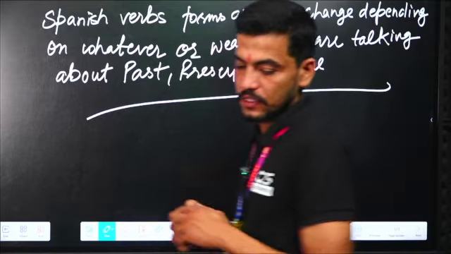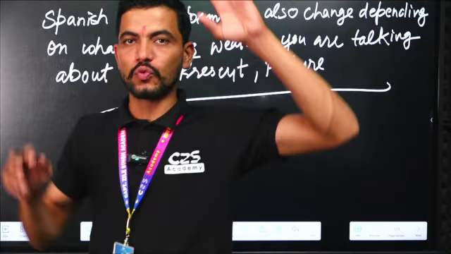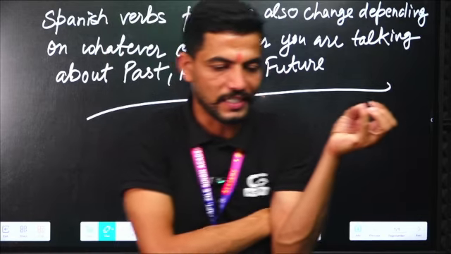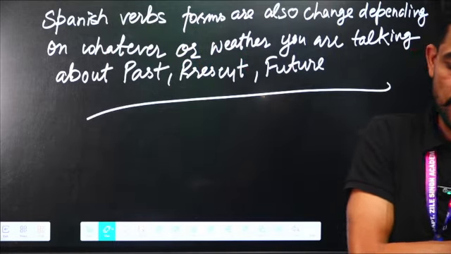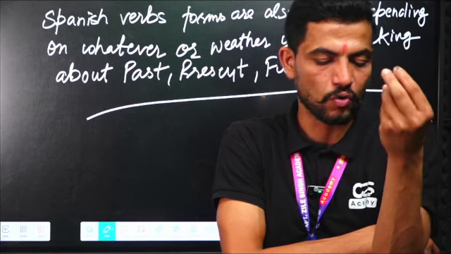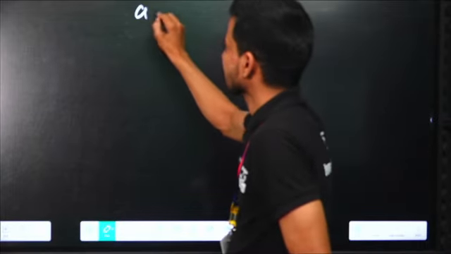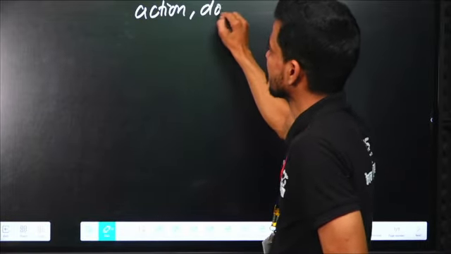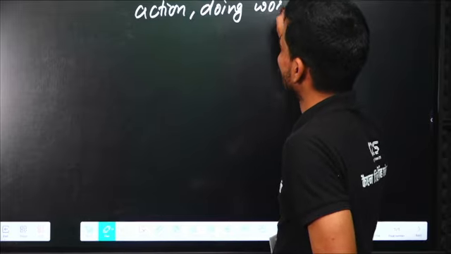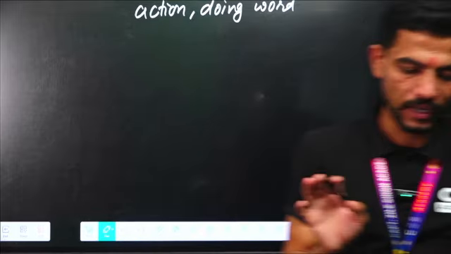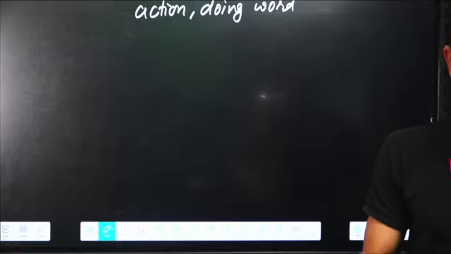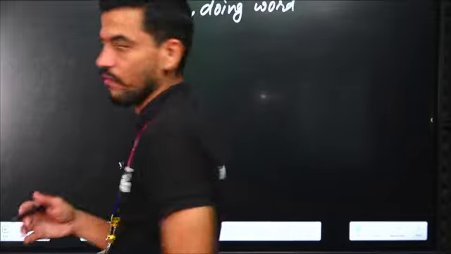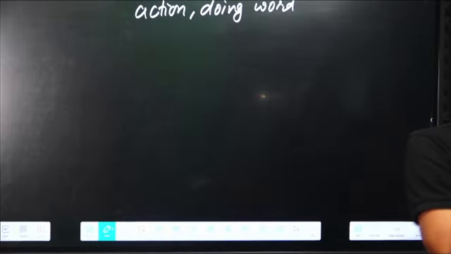So these are some common rules related to the verb. What is a verb? Verb is a doing word or action word, you can say. Then, Spanish verbs have different forms depending on who or what is doing the action and on the tense.